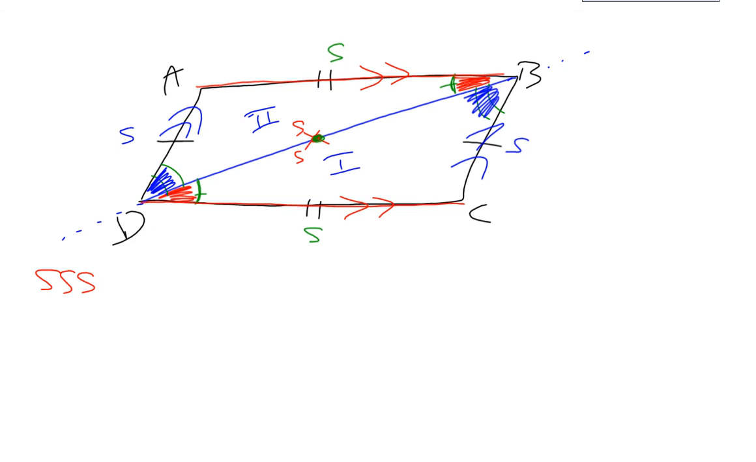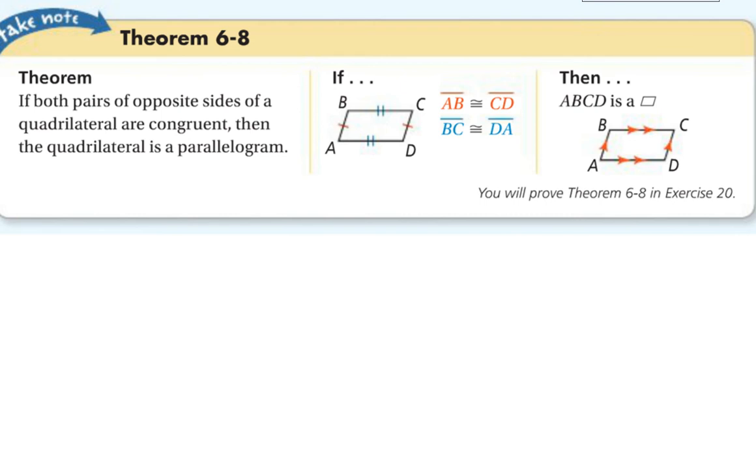So let's take this down in our notes. Theorem: If both pairs of opposite sides of a quadrilateral are congruent, then the quadrilateral is a parallelogram. Put your player on pause, take down the theorem, take down this diagram, and take down this diagram, and when you're done, hit play to resume.